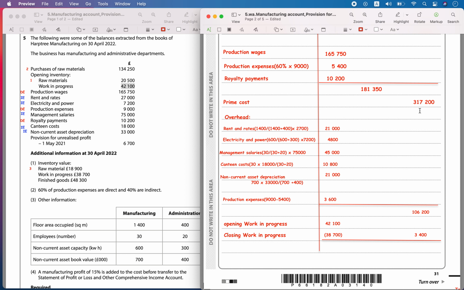Now let's add up 317,200 plus 106,200 plus 3,400. So that should be 426,800. Now this represents the cost of production. So this is called cost of production.